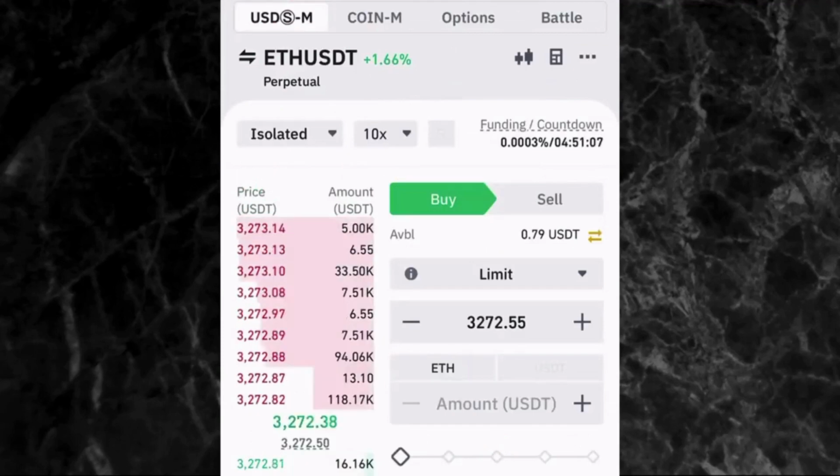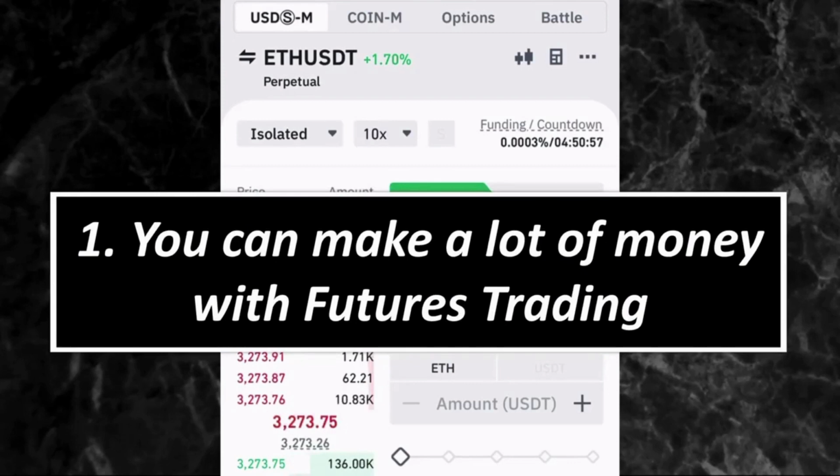Now, before I show you guys the futures trading tutorial and how to make money with futures trading, I would like to say some important things that you need to know. Number one is you can make a lot of money with futures trading. Yes, it is possible. You can turn $10 to $1,000. You can turn $20 to $200, $2,000. You can make a lot of money with futures trading.